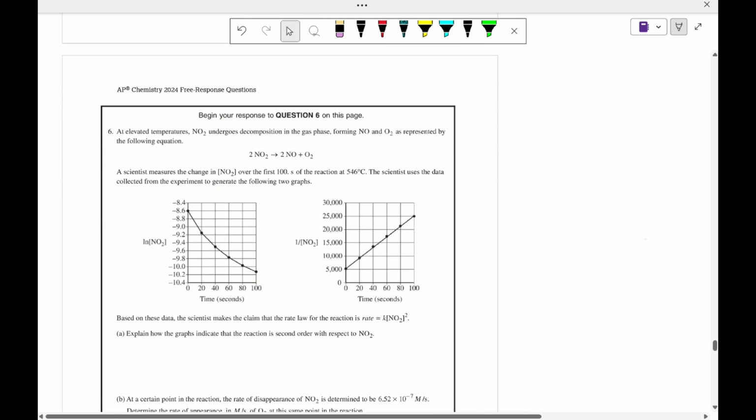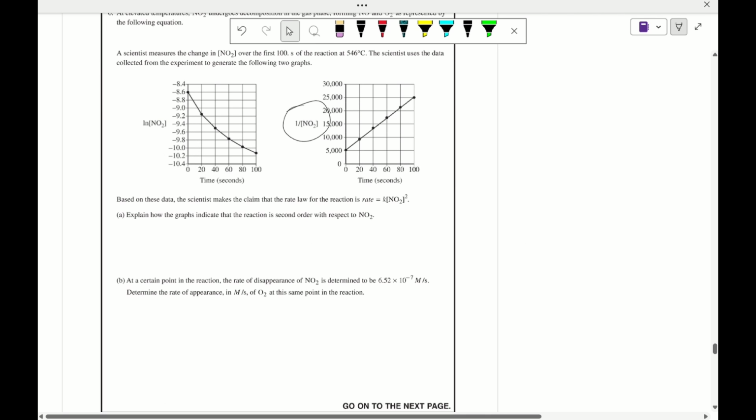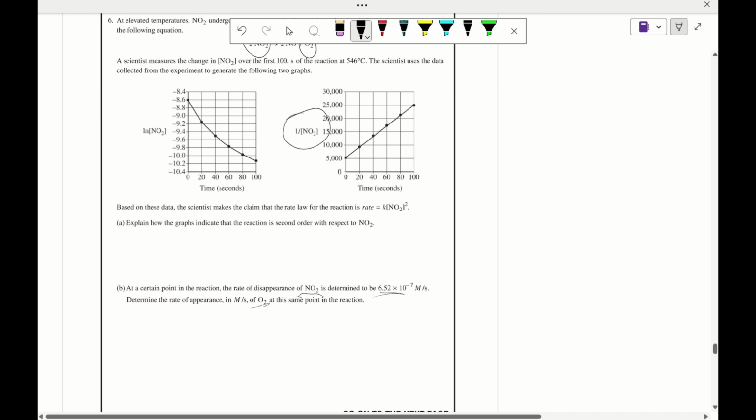So question 6. For A, it's second order because a graph of 1 over NO2 is linear, so second order. For this one, it's saying the disappearance of NO2, and this was the appearance of O2. So there's a disappearance of 2 NO2 per appearance of O2. You just take that number and divide it by 2. You get 6.52 times 10 to the negative 7 divided by 2, so that'll give you 3.26 times 10 to the negative 7.